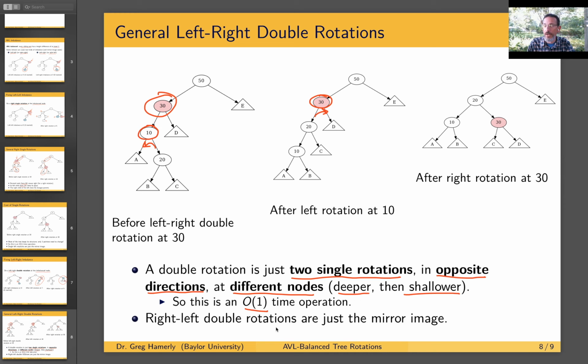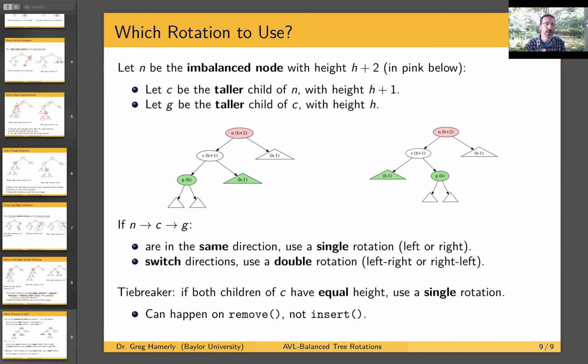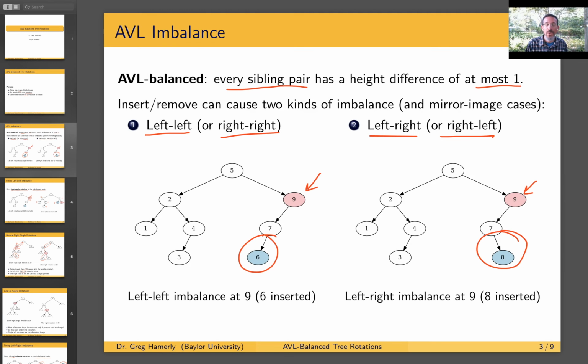So overall, this is a constant time operation as well. And again, the mirror image of this is a right-left double rotation, which we could show as well, but we're not going to here. The last thing to talk about is how do we figure out which rotation we need to use? How can I tell which situation I am in? Am I in the left-left or right-right, which are essentially the same, just mirror images, or am I in the left-right or right-left? How do I tell the difference between these two cases?